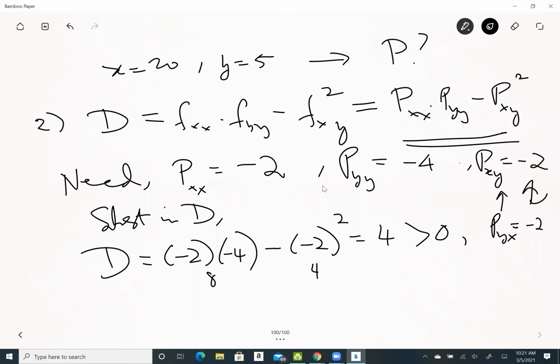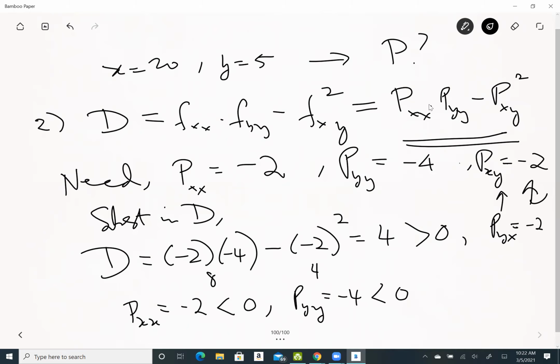So you go and check pxx. What is pxx? Pxx is equal to negative 2, and negative 2 is less than 0. And then I check pyy. Pyy is equal to negative 4, and that is also negative. So is this a maximum or minimum?